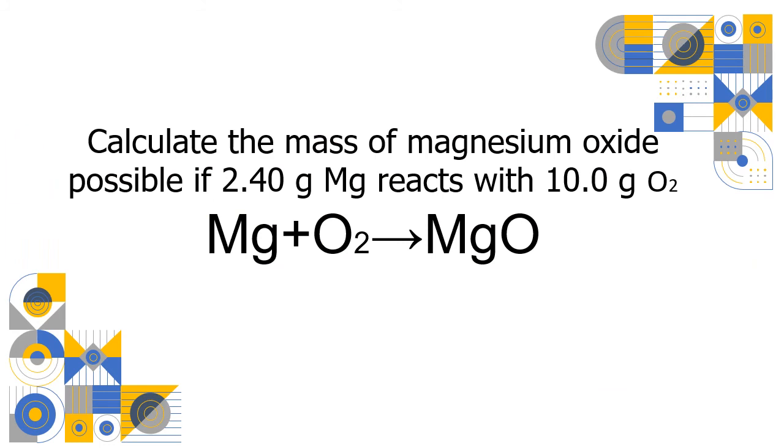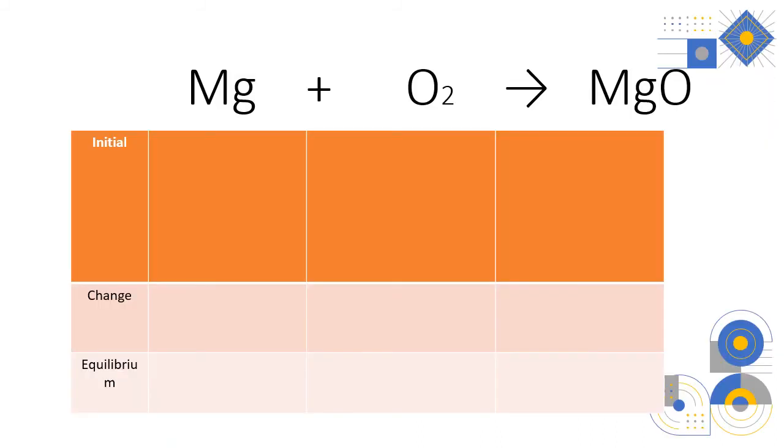Now let's look into this reaction and solve this problem. It says calculate the mass of magnesium oxide possible if 2.4 grams of magnesium reacts with 10 grams of oxygen. Let's start calculating. The first step is to write our given. We were given 2.4 grams of magnesium and of course 10 grams of oxygen.